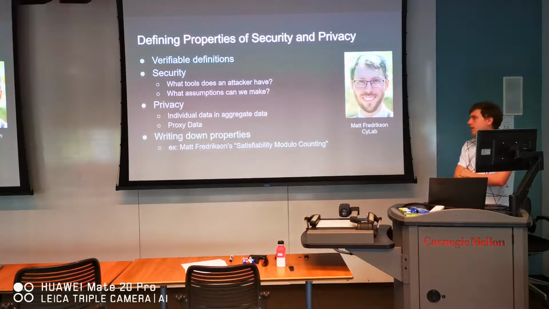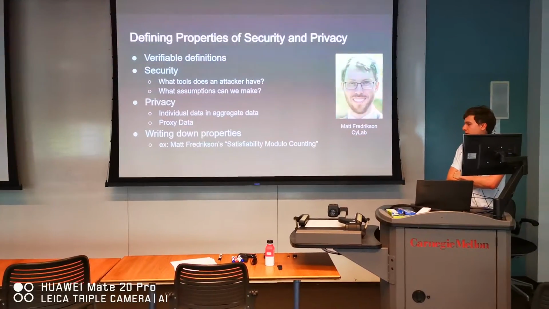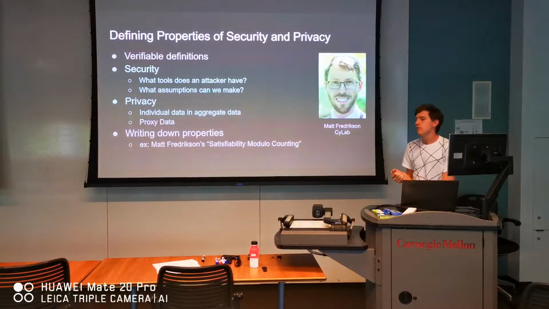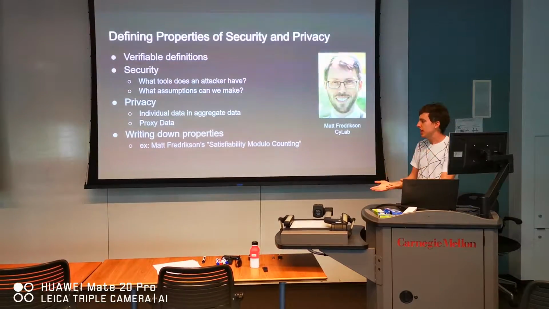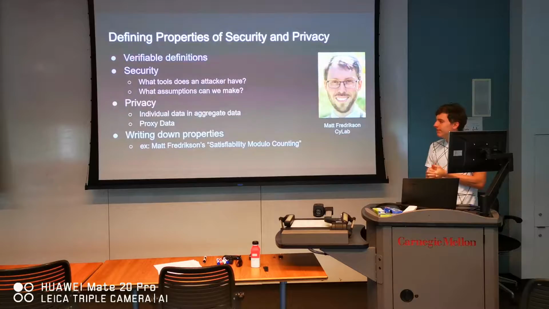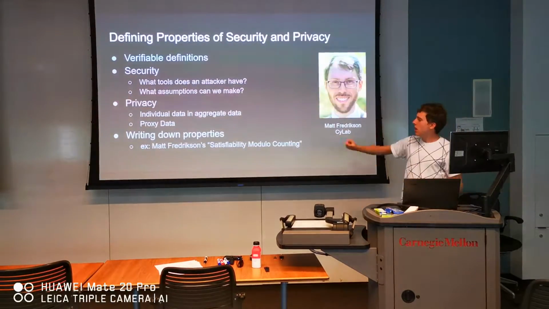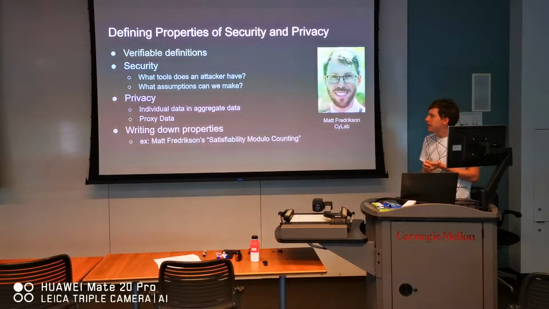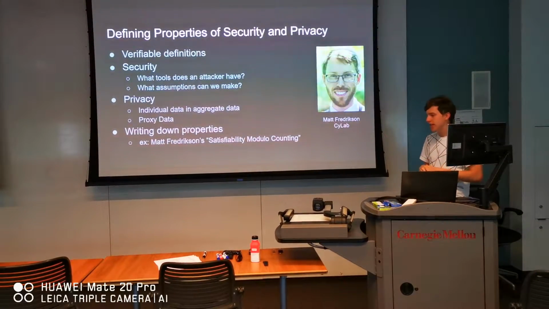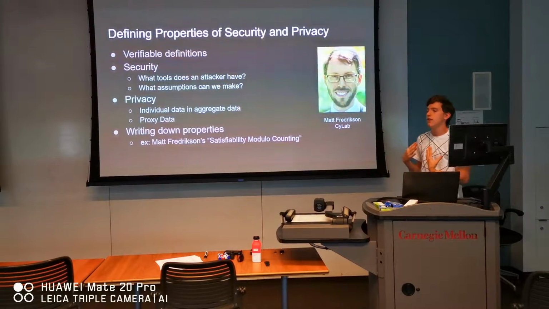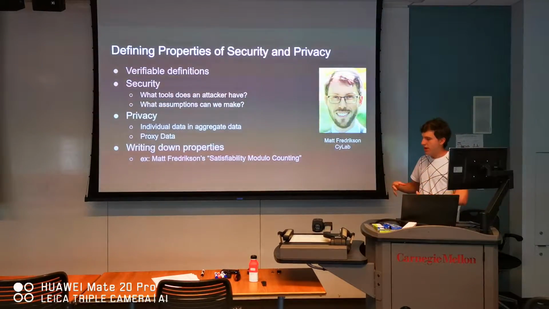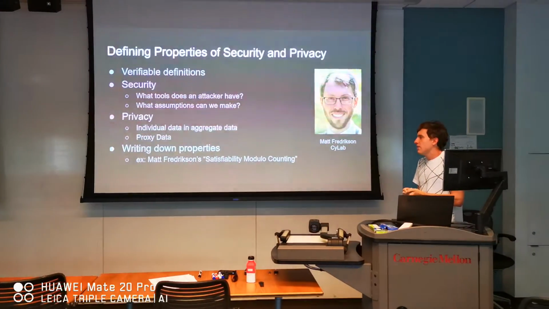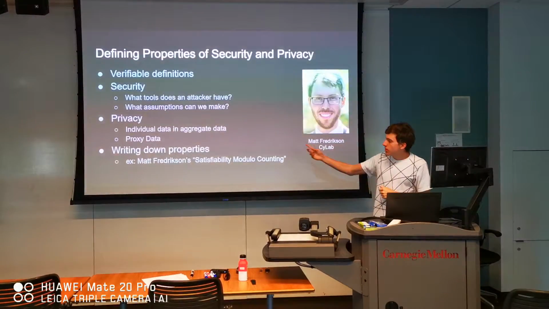And then for privacy, we have to decide whether release of aggregate data, so putting a bunch of people's data together and then publishing that, is a privacy violation or not. And then there's also proxy data, which is something that Matt Friedrichsen is working on. The idea is that there's data that a company gets from their users, and then they use that information to infer something else about them. What kind of privacy properties do you want with regards to proxy data?